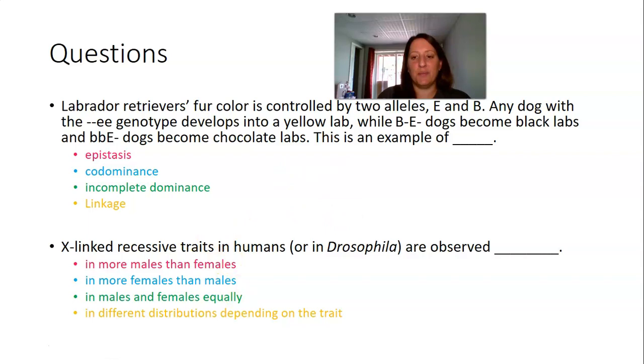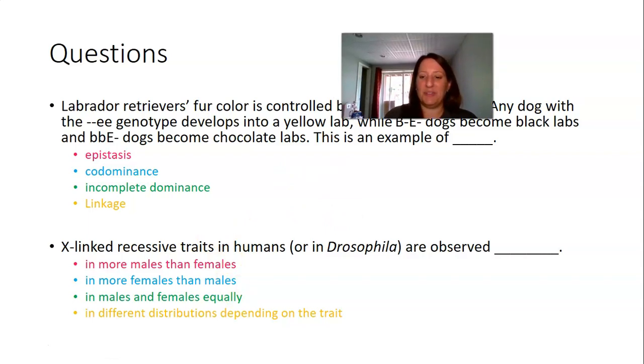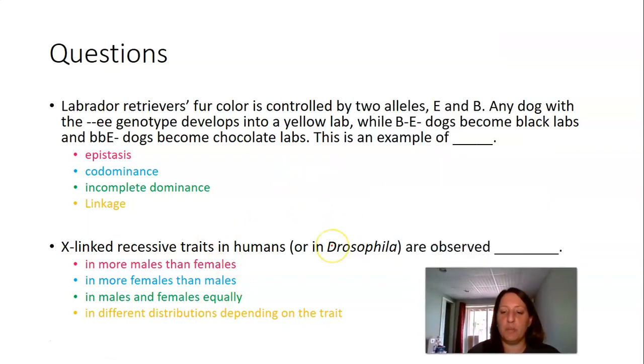Now we just have some of these problems. Your Are You With Me sheet should be finished. Let's finish it up with a couple more questions for you. First question, Labrador Retrievers. Their fur color is controlled by two genes, the E gene and the B gene.